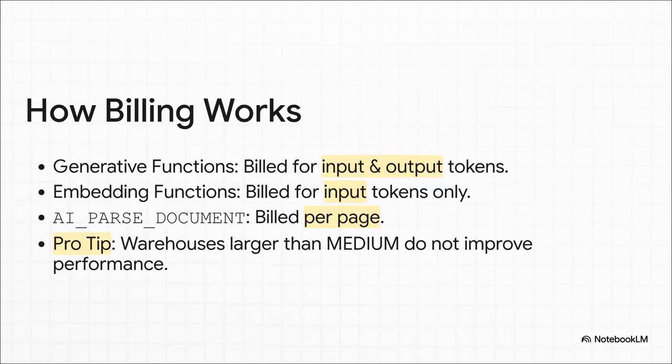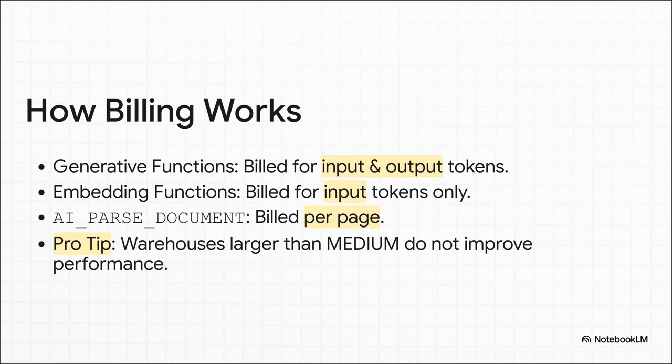Now, let's talk about how you pay for this. The currency of AI models is something called a token. And the easiest way to wrap your head around it is this. One token is roughly equal to about 4 characters of regular English text. That's your basic unit of cost. The billing model is pretty simple. For the creative stuff, like AI Complete, you pay for the tokens you send in and the tokens you get back. For other functions like embedding, you just pay for what goes in.